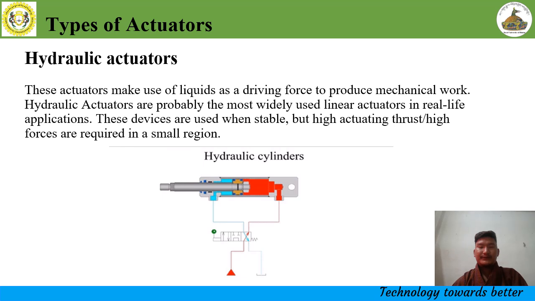There are generally three types of actuators, which are hydraulic, pneumatic, and electric actuators. The first type is the hydraulic actuator. These actuators use liquid as a driving force to produce mechanical work or force. They are widely used because of their stability and high force or thrust. In this GIF, you can see that there are two intakes, and this allows for the movement of the hydraulic cylinder in a linear direction.